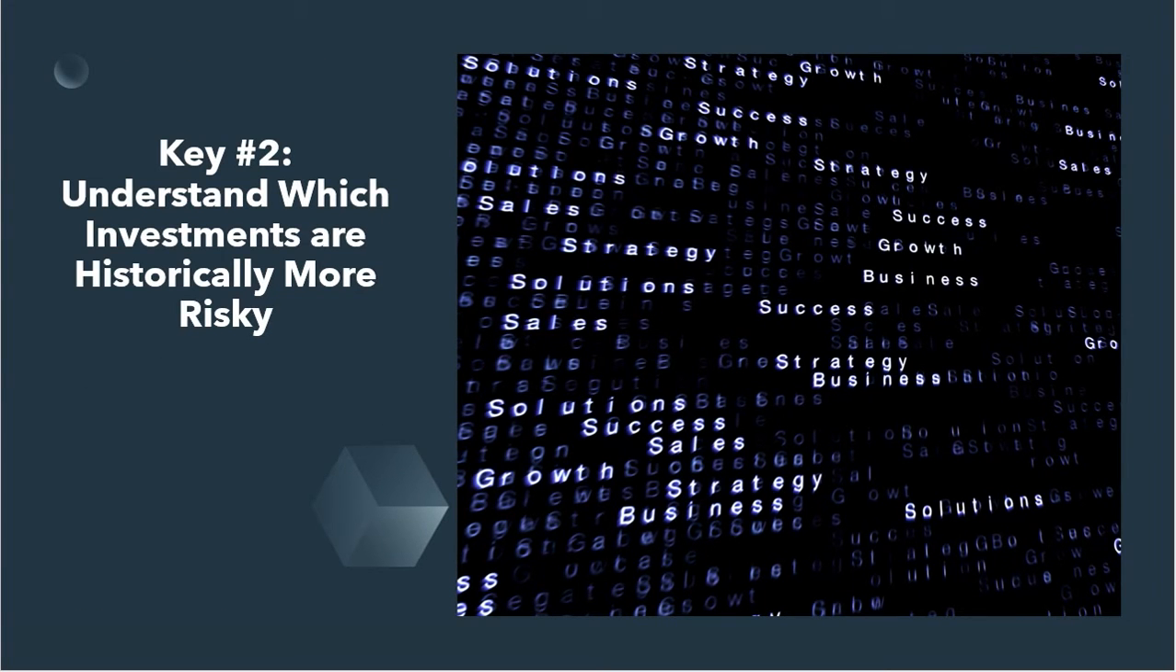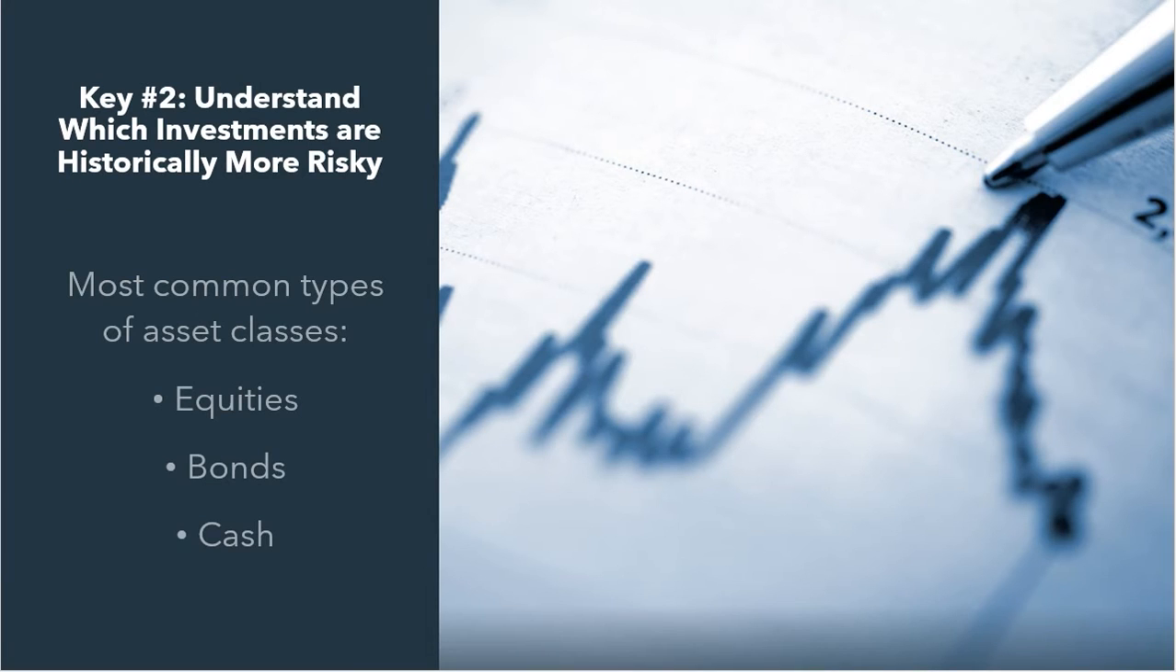Key number 2 is understand which investments are historically more risky. This may be repetitive or review for some people, but it's important to go over so you understand which investments are historically more risky than others. So the most common types of asset classes are equities, bonds, and cash.